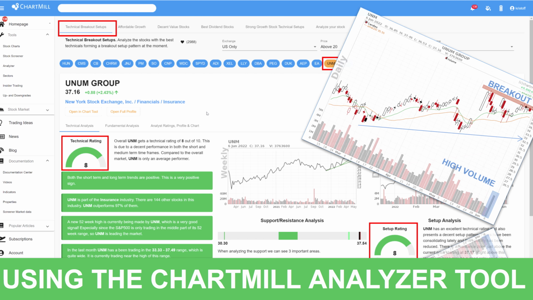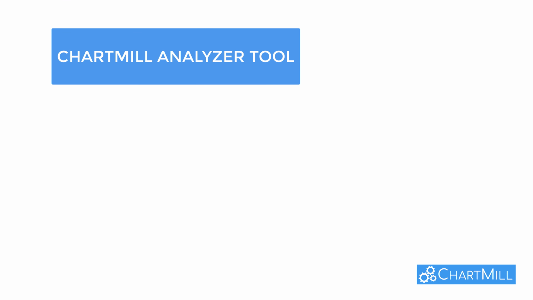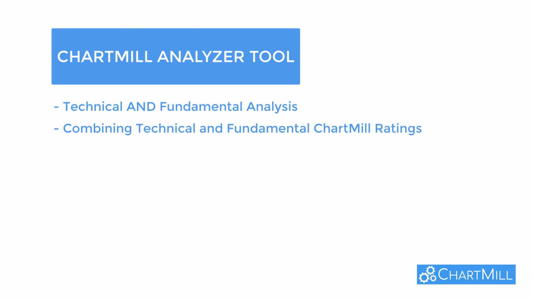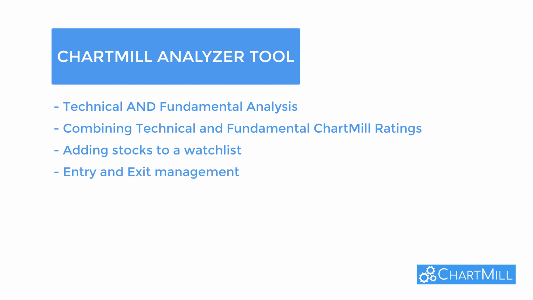In this video, I will show you how to use the Analyzer function in ChartMill to very quickly find stocks that meet your specific criteria, fundamental and technical. How you can easily combine the ChartMill technical and fundamental ratings, how to create one or more watch lists to follow up on the selected stocks, how to determine an entry, stop loss and target level, and how to calculate how many shares you can buy based on your available investment capital.